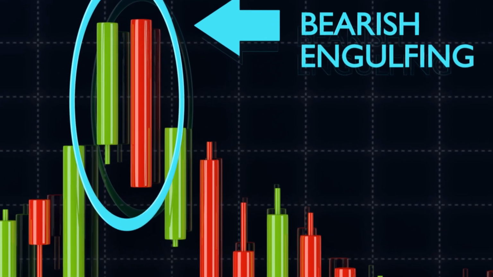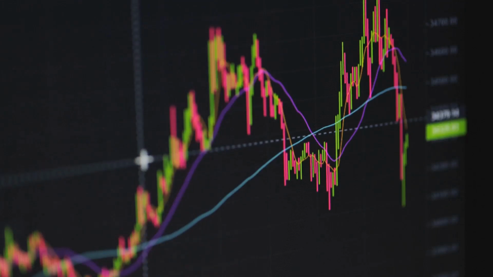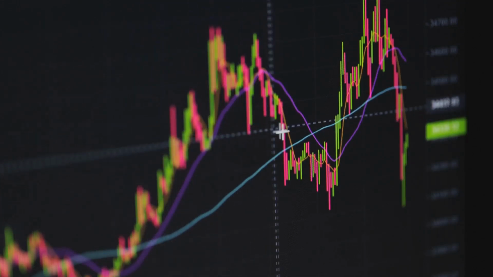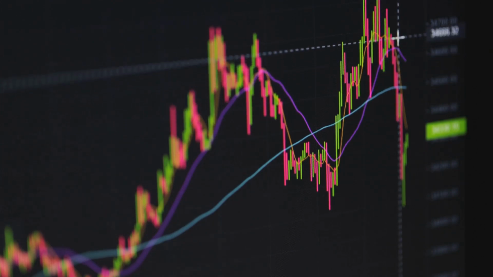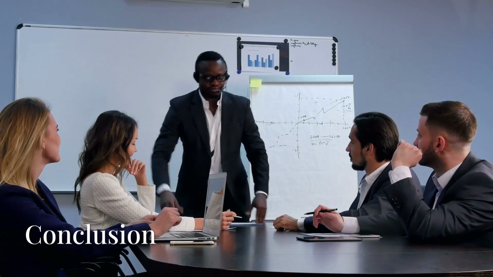Now here's the thing, both triple tops and bottoms are powerful reversal patterns, but remember, no pattern is foolproof. It's crucial to look for confirmation from other indicators, like volume or momentum oscillators, before making any trading decisions.